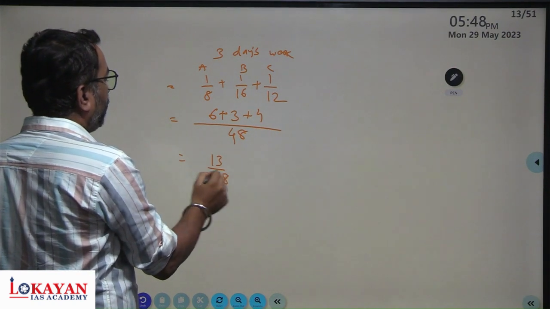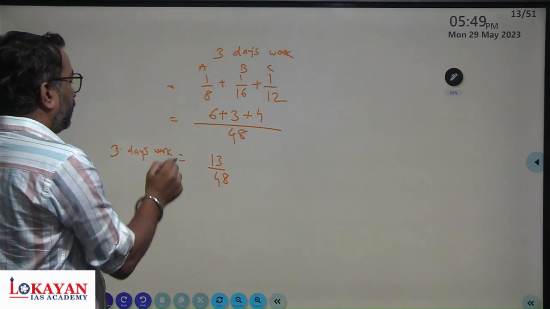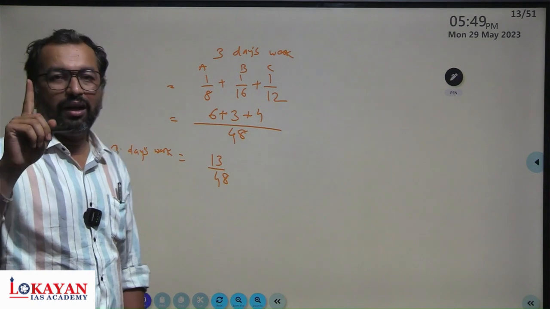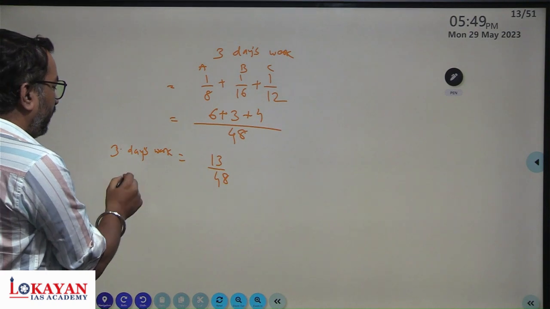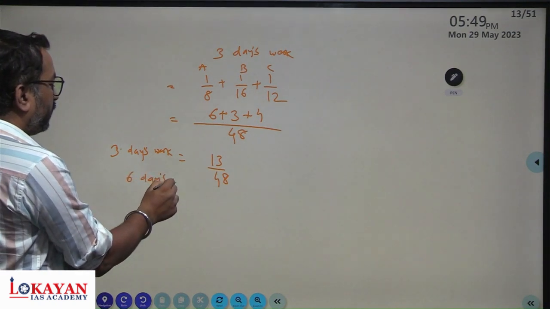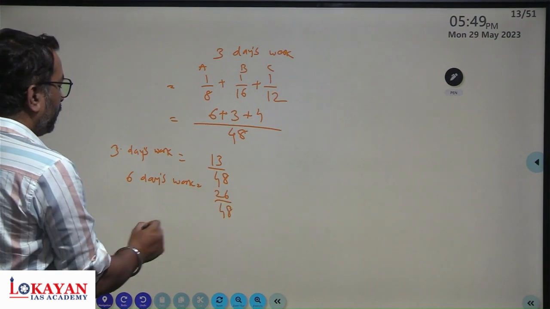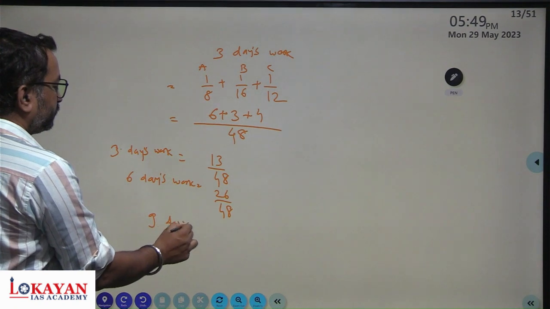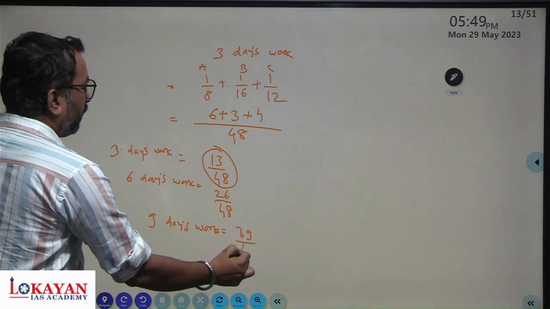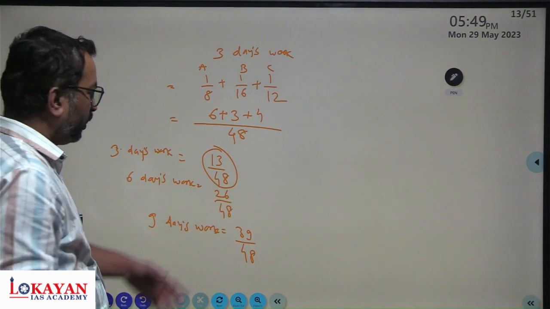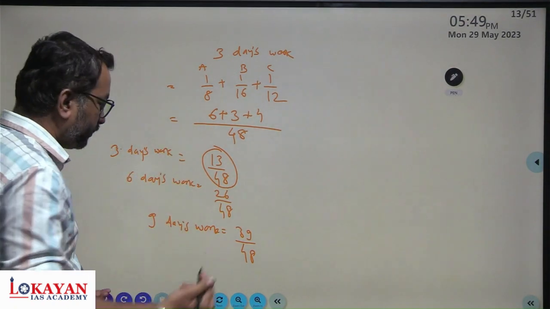13 by 48 will be 3 days work. So we know that total work is 1. 1 is the whole work. So we have to move forward. 3 days का वर्क अगर 13/48 है, so 6 days का वर्क क्या होगा, इसका डबल होगा 26/48. 9 days का वर्क क्या होगा, इसका ट्रिपल होगा 39/48. Now we are moving towards 1. See, denominator is same, numerator is increasing. That means we are going towards completing the work.